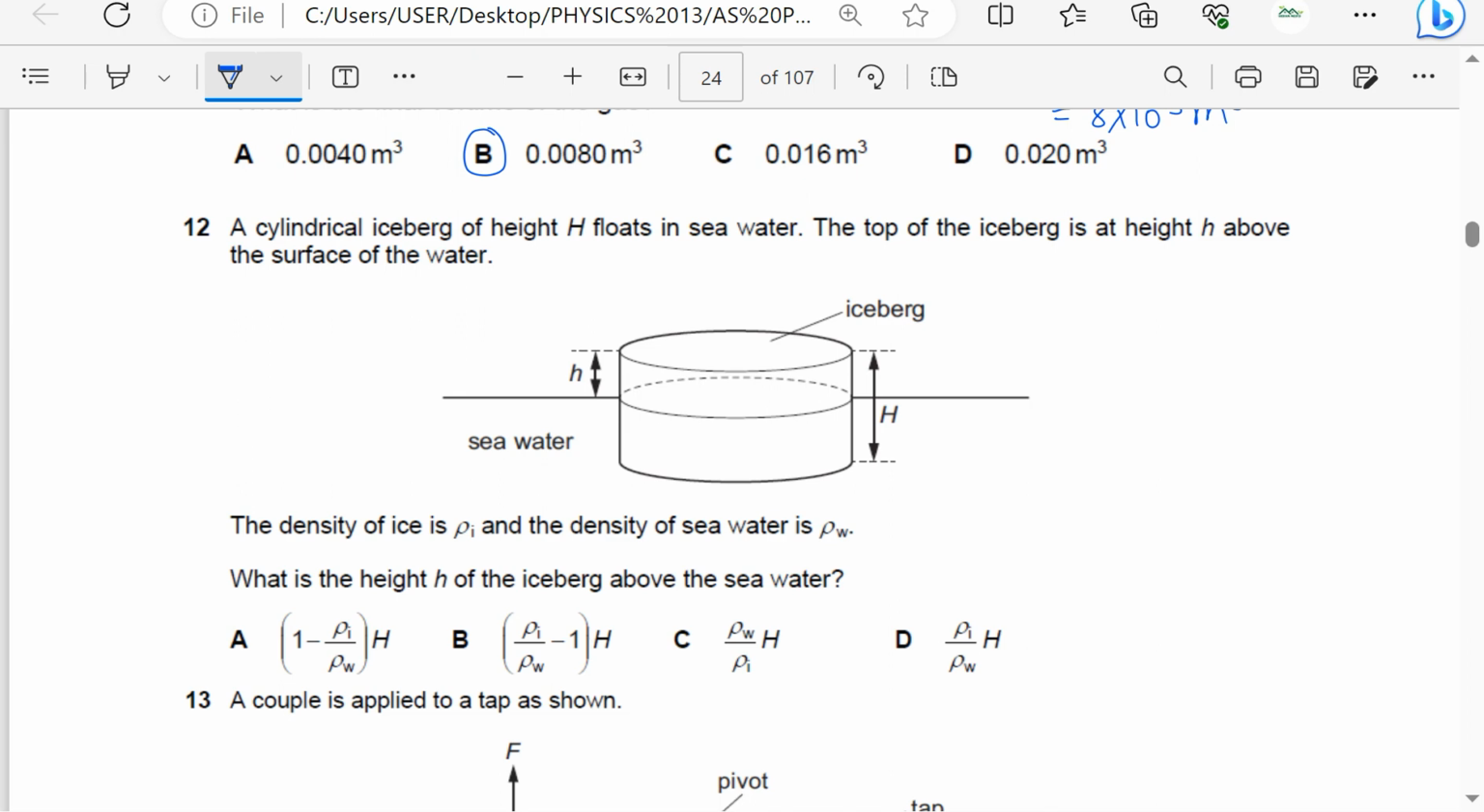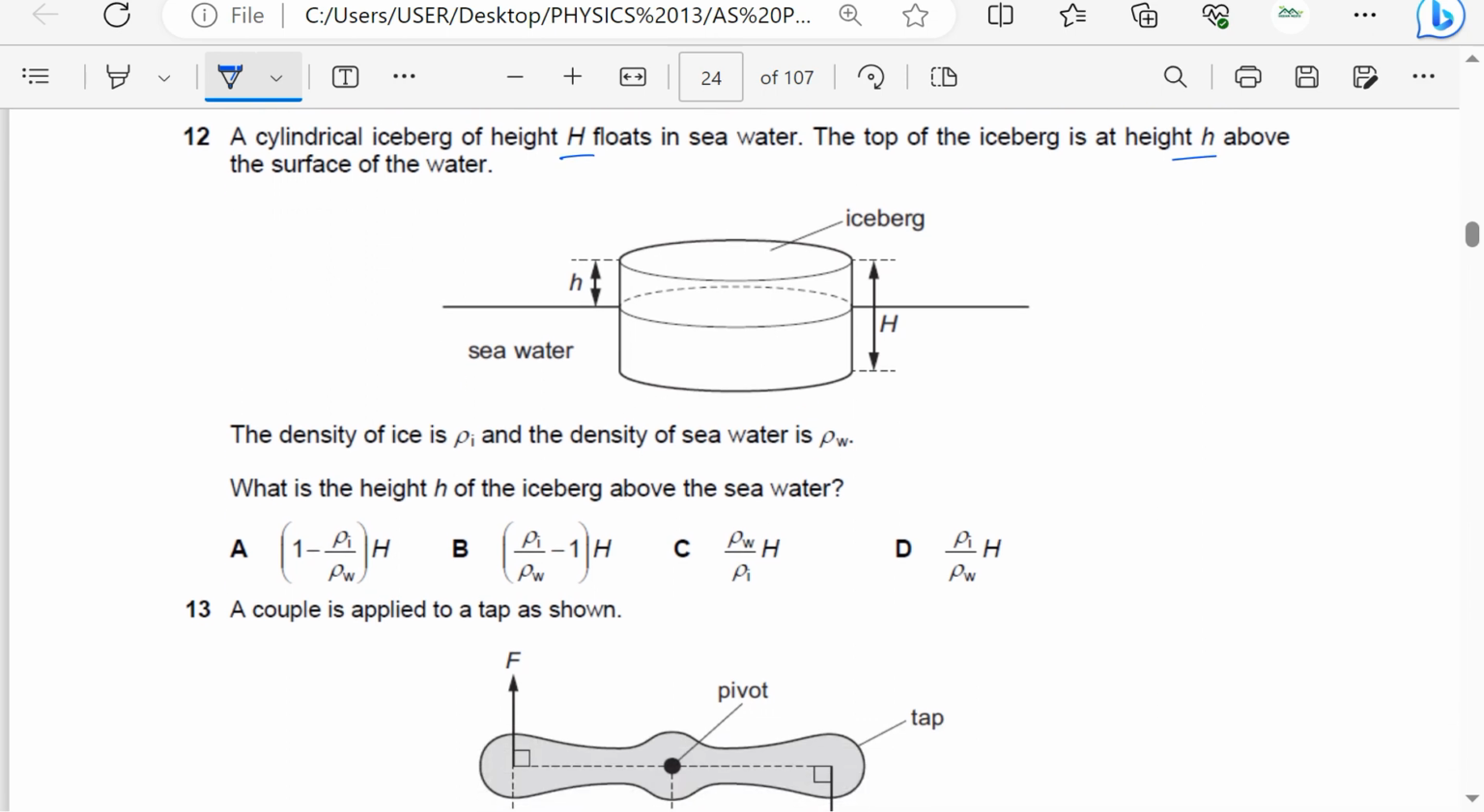A cylindrical iceberg of height H floats in seawater. The top of the iceberg is at a height h above the surface of the water. The density of ice is rho I, and the density of seawater is rho W. What is the height h of the iceberg above the seawater? So remember, the weight of the water displaced is going to be equal to the weight of the iceberg which is submerged. So that is very important. That is in accordance with Archimedes' principle.